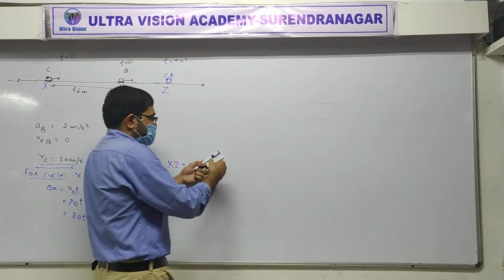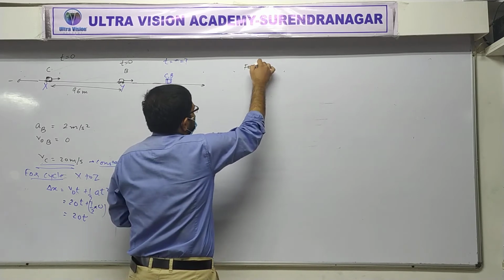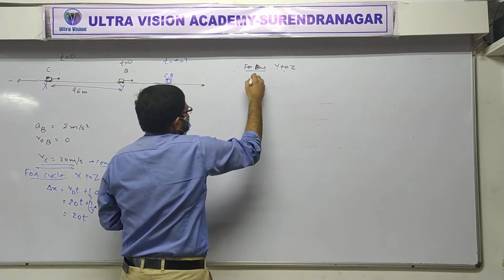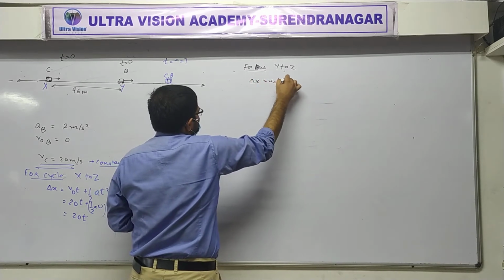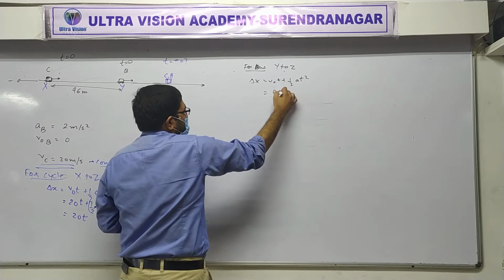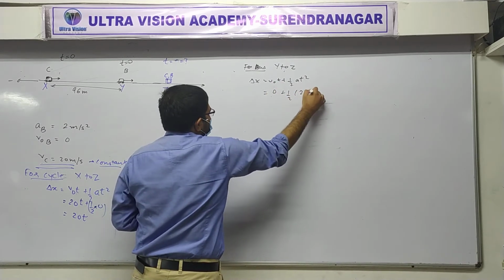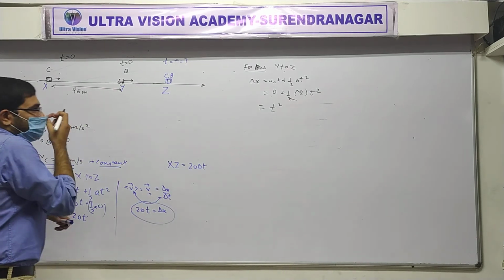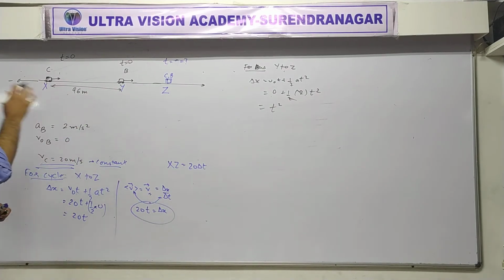So how much is YZ for the bus? So Y to Z, that is delta x equal to v0 t plus half a t square. What's v0 for the bus? 0, plus half, acceleration is 2, so the 2s cancel, and we get t square. Now look at this very important diagram.